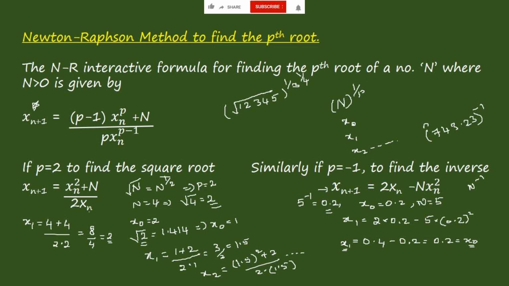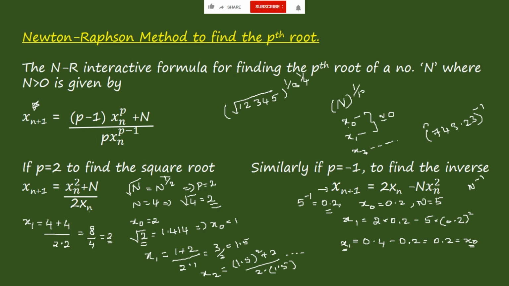If you consider the pth root of a number, first assume a number and find the value of x0, then find the value of x1. If the difference between these two is approximately equal to 0, then the value of that particular number's root, or inverse of a number, would be x0 or x1.